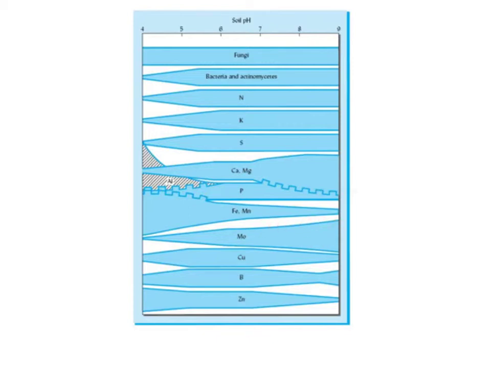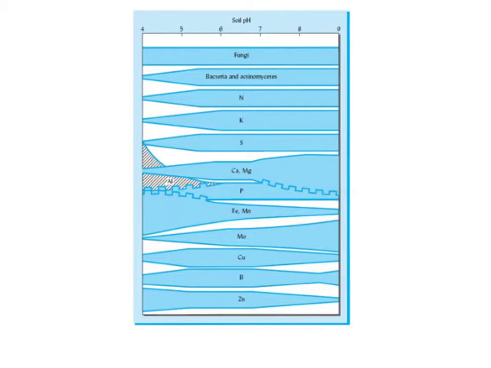So typically, if that is the case on the low pH end, for something like molybdenum, you can see you have a higher availability at the high pH end. For these up here, nitrogen, potassium, and sulfur, not so much. There's some interesting things going on right in here with calcium, magnesium, phosphorus, iron, and manganese. And that's because phosphorus has a really interesting relationship with calcium and magnesium at high pHs, and iron and manganese at low pHs.